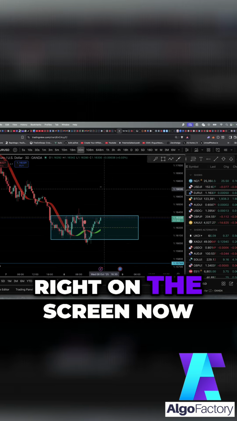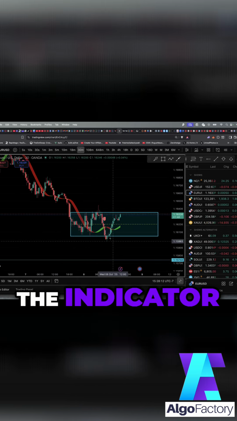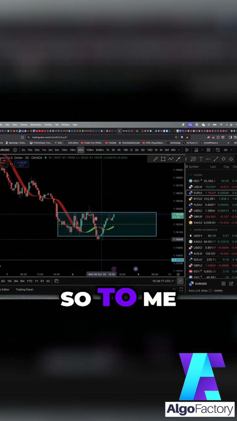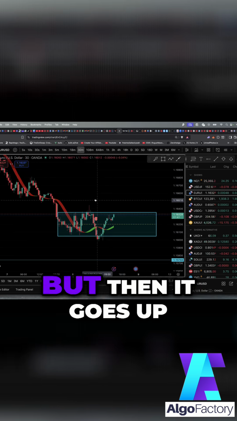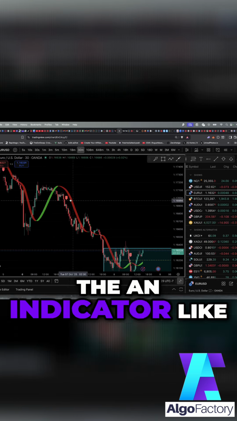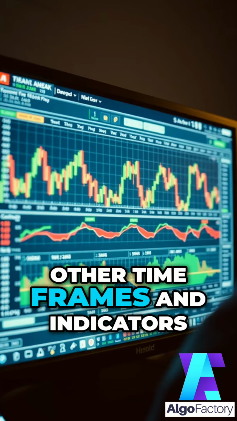Right, I think it's right on the screen now where it's dipping below the indicator, the ribbon, and it turns red. So to me, that looks like a signal to go short, but then it goes up. But the indicator, I don't use it that way. An indicator like the whole suite should really be used in combination with other time frames and indicators.